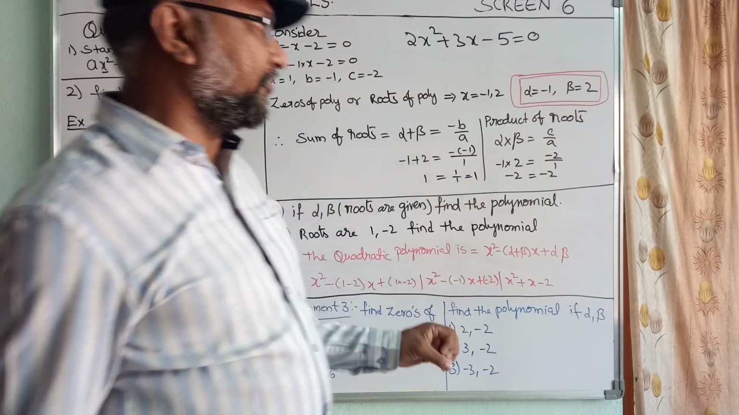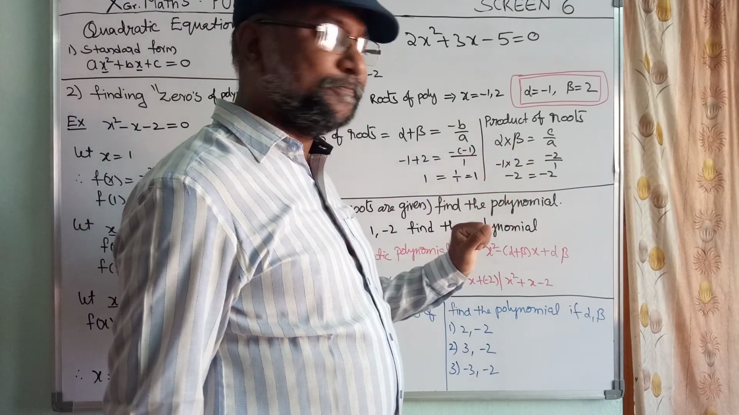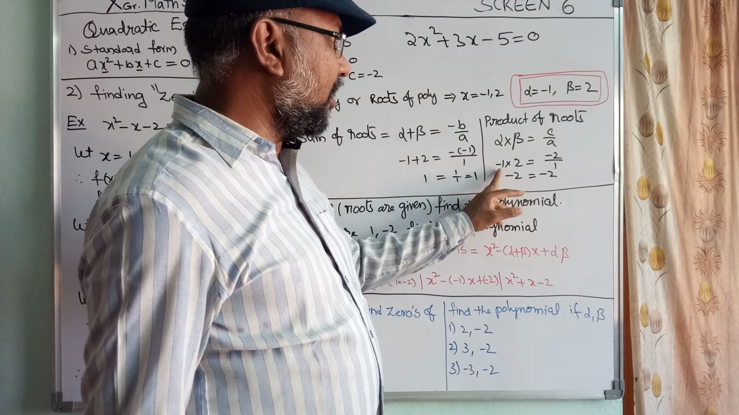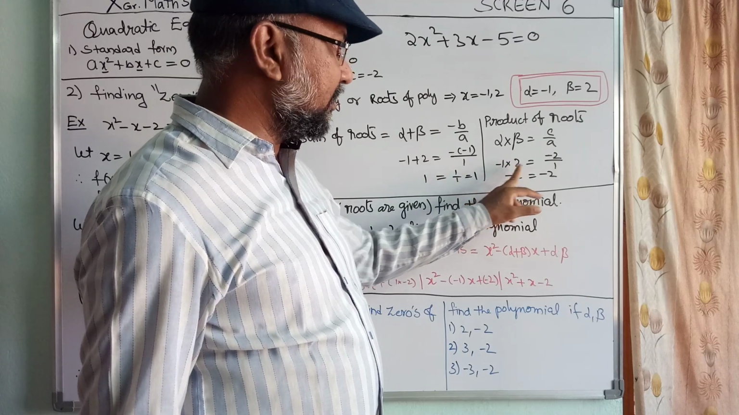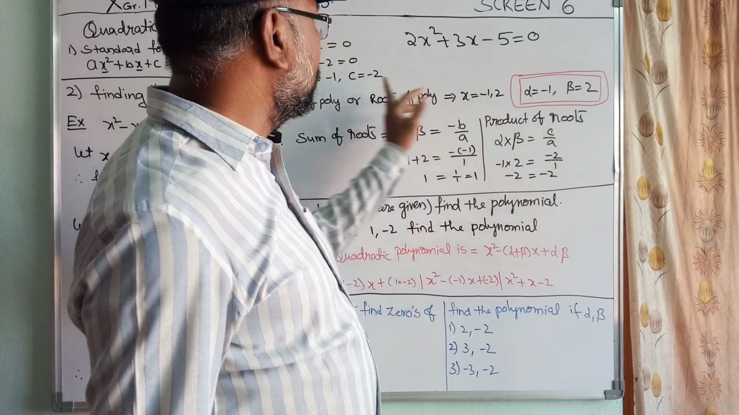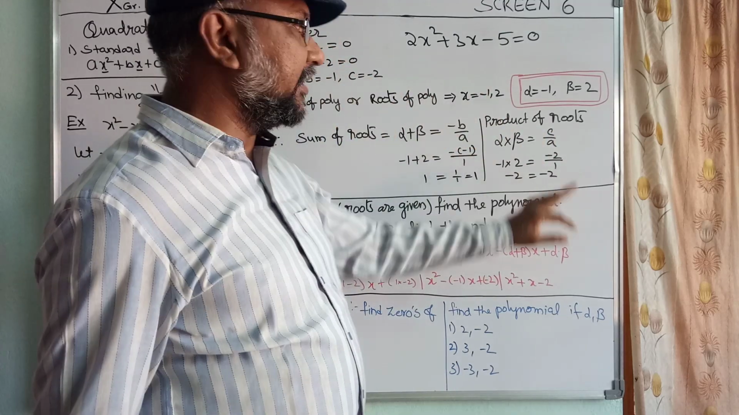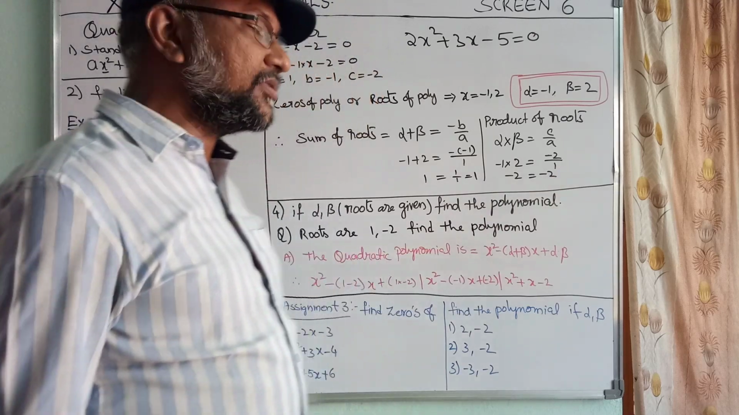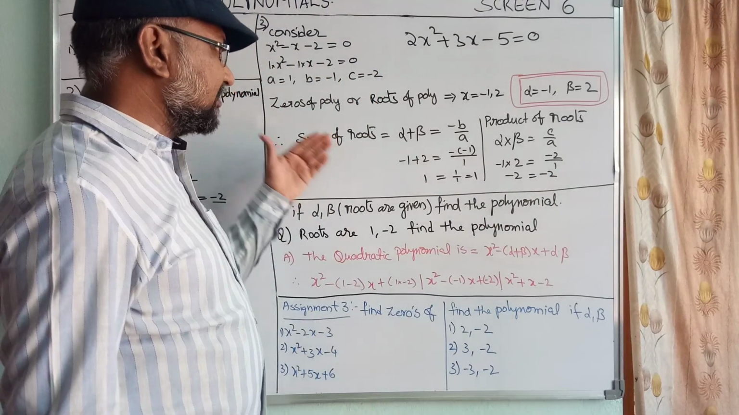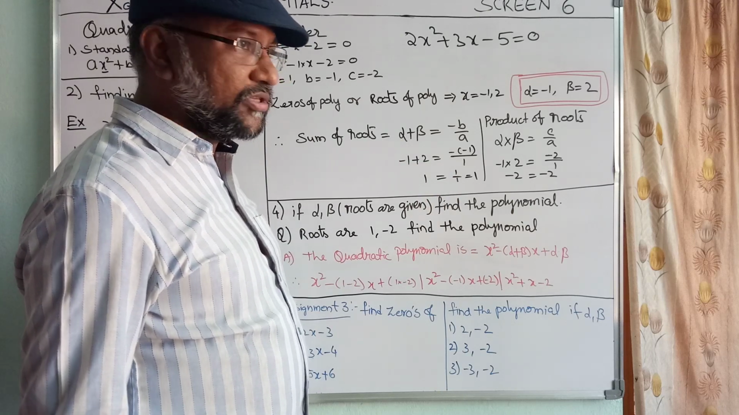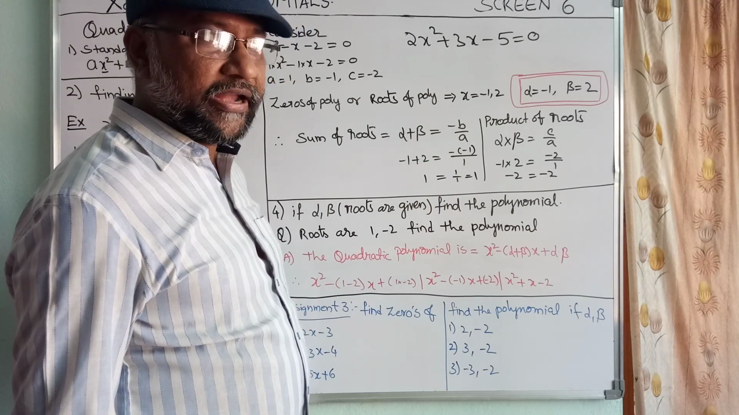Now product of roots, alpha and beta, is equal to c by a. Therefore, alpha is -1 into beta 2, which is -2, and c by a is -2 by 1. That is, now LHS and RHS come equal. Therefore, sum of roots is equal to minus b by a. Product of the roots is equal to c by a for a quadratic equation.